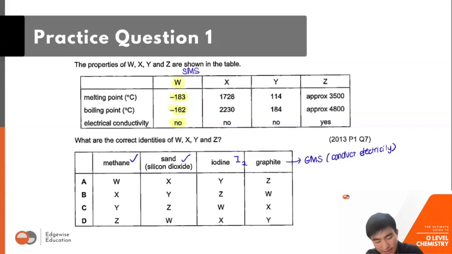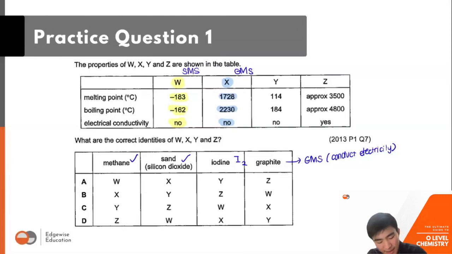Okay, now X. Let's look at X. Now for X, very high melting and boiling point. And it turns out it doesn't conduct electricity. Now that means what? If I got very high melting and boiling point, it means I got strong bond, either strong attraction or strong bond, right? That means if I cannot conduct electricity, definitely it's covalent bond, because if it's ionic, ions can conduct electricity, right? So in this case, this is a giant molecular structure.